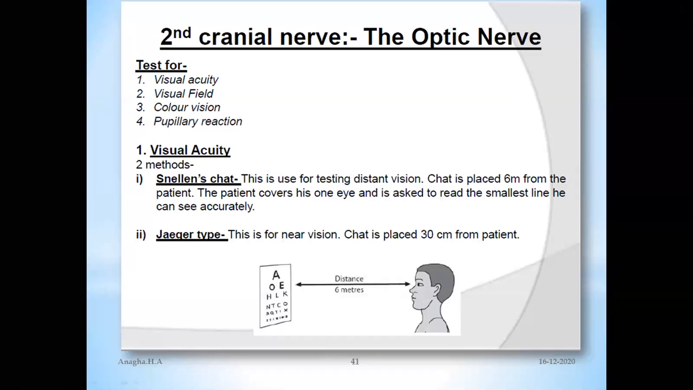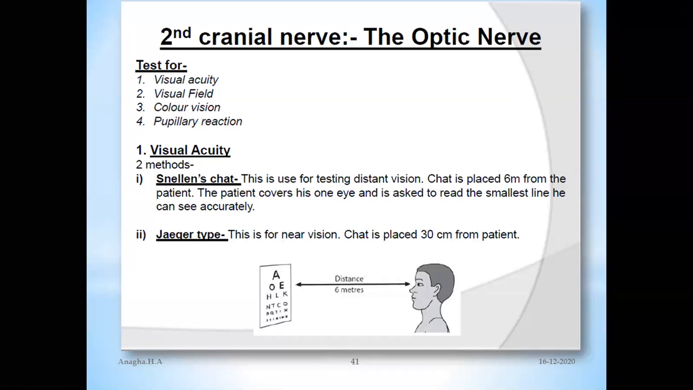So starting with the second cranial nerve. The second cranial nerve is the optic nerve. Mainly there are three components: visual acuity, visual field, and color vision. The fundoscopic examination and pupillary reaction are also part of this. Pupillary reaction can also be tested as it has both components to work with, like even with the third cranial nerve. But here it is taken in this slide while explaining this slide.